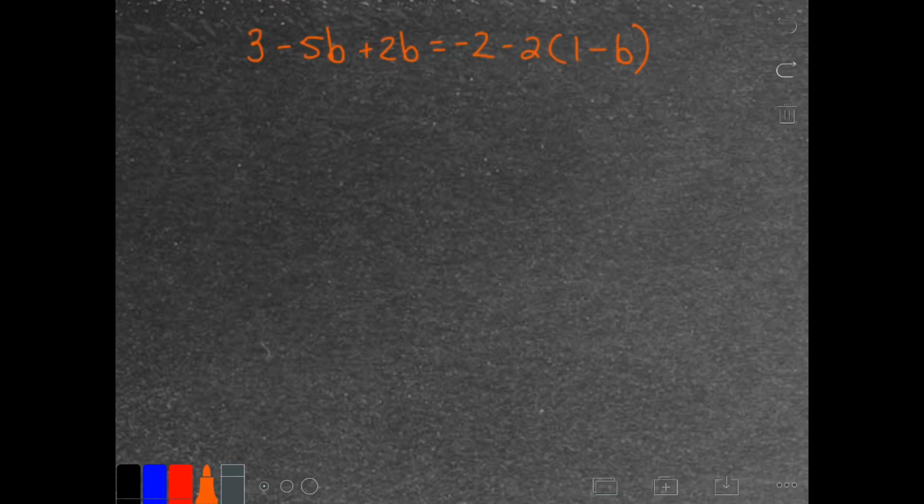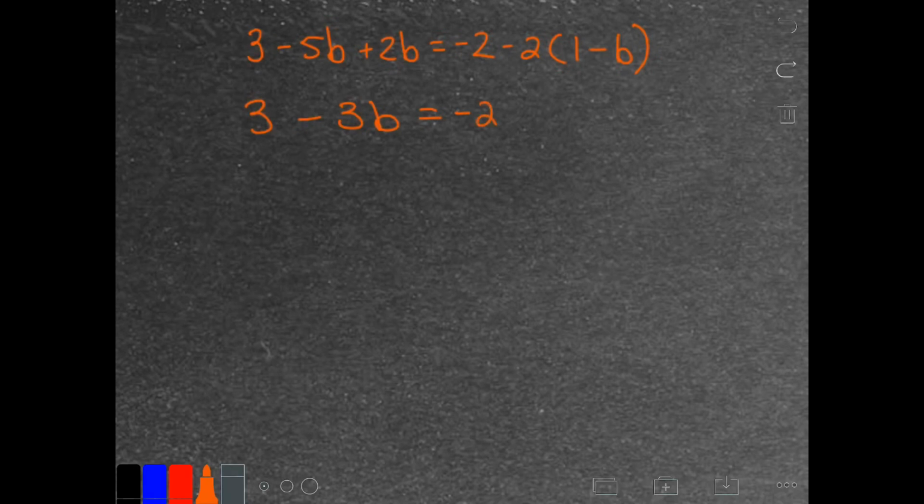Last example. So there's a little bit of stuff going on both sides of this equation. On the left-hand side, I have some like terms that I can combine, and on the right-hand side, I have some distributing. So let's go ahead and work on the left-hand side first. So negative 5b plus 2b. I can go ahead and combine those. That's going to give me 3 minus, well, negative 5b plus 2b is negative 3b.